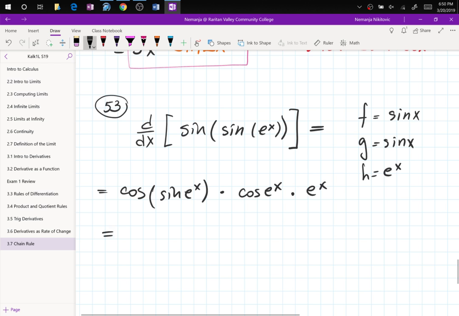So now, e to the x, cosine e to the x, cosine of sine e to the x.